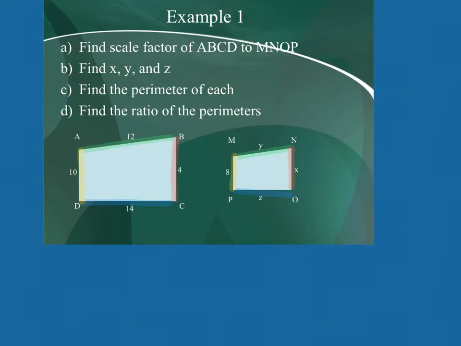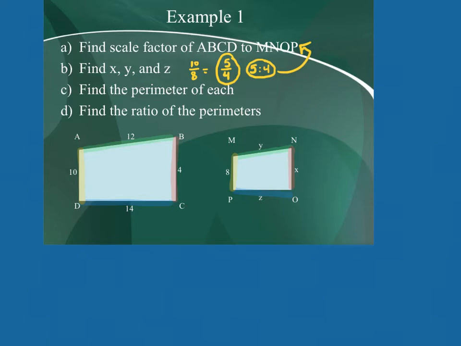So I would do 10 to 8, right? Which reduces to 5 to 4. And be careful, because remember you want to make sure that you put the A, B, C, D first and then the M, N, O, P. So it can either be written as 5 to 4 that way or 5 colon 4. Those are the same thing. That's the scale factor. That's the answer to A.